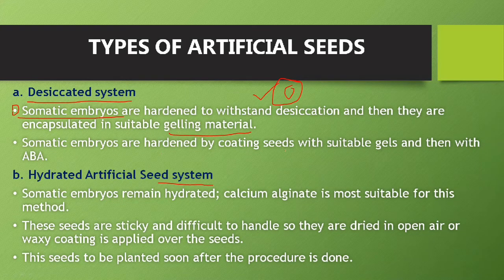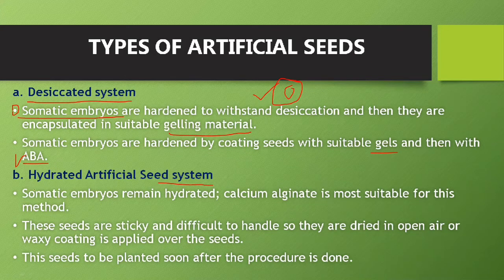Okay, somatic embryos are hardened by coating seed with suitable gels and then with ABA. So generally they are hardened by coating seeds with suitable gels and with the ABA, abscisic acid, so that these somatic embryos remain viable for a longer period of time.